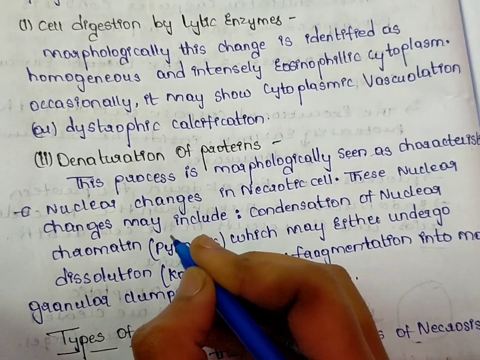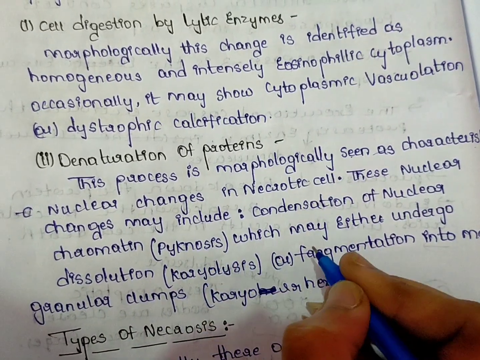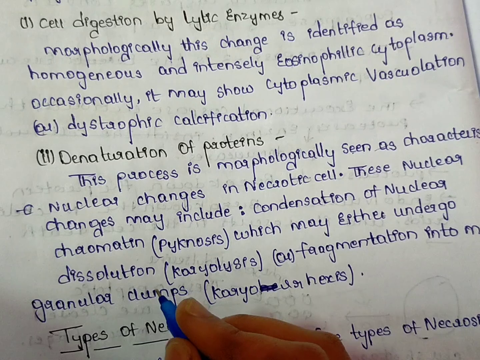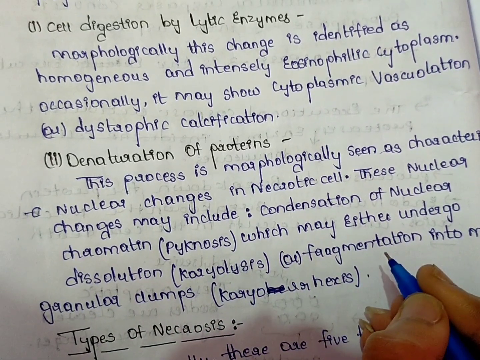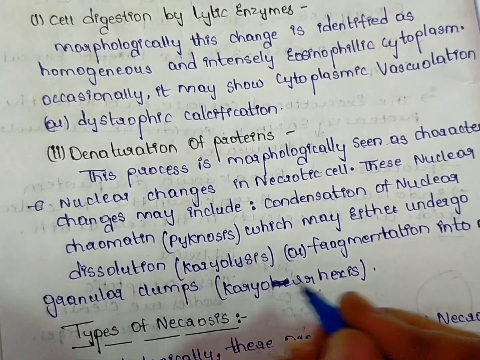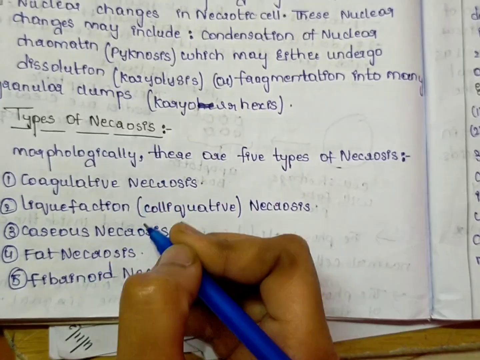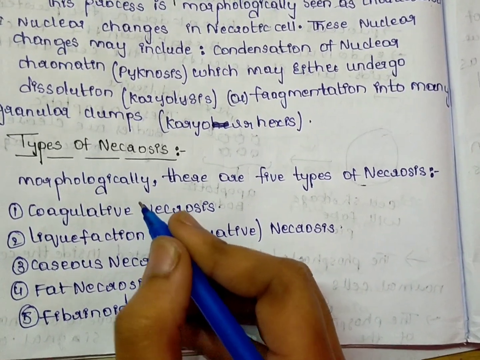These nuclear changes may include condensation of nuclear chromatin, pyknosis, which may either undergo dissolution, karyolysis, or fragmentation into many granular clumps, karyorrhexis. Types of necrosis. We come to types of necrosis.